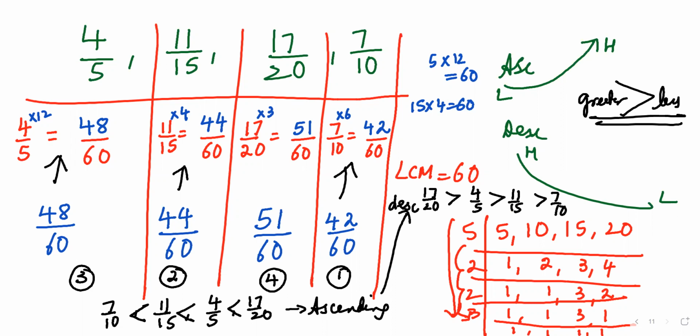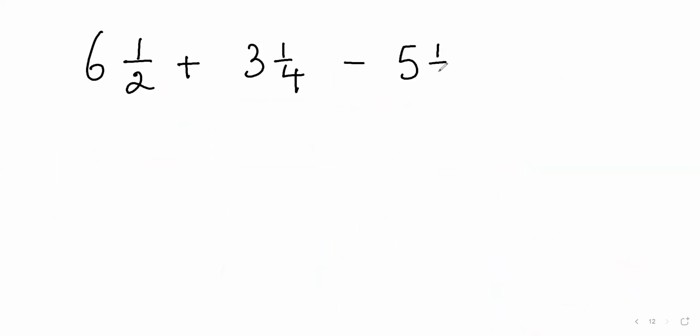The LCM is very important in these cases. Then obviously, the last type of question is simplification, where you can have 6.5 plus 3 1/4 minus 5 and let's say half, or something like this if I give you. There are different ways of doing it. You can add the whole numbers, because what is 6.5? It is as good as 6 plus half. You can do it that way.